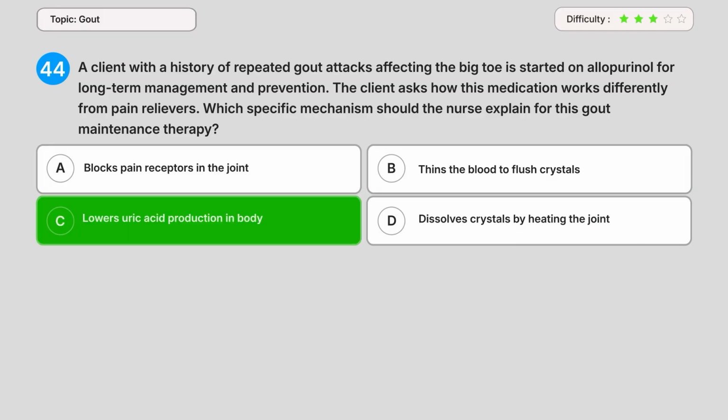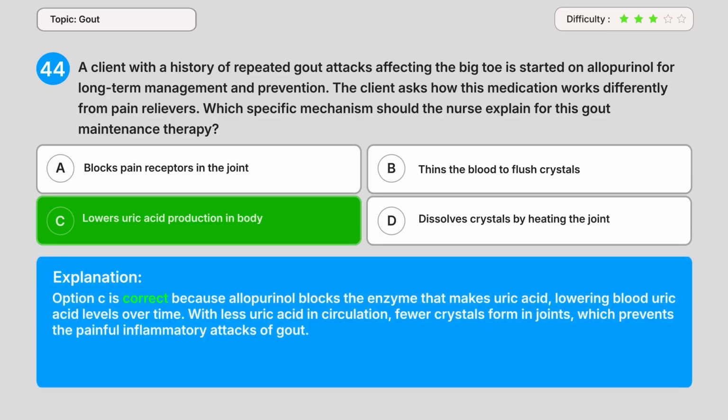Correct answer, C. Lowers uric acid production in body. Explanation. Option C is correct because allopurinol blocks the enzyme that makes uric acid, lowering blood uric acid levels over time. With less uric acid in circulation, fewer crystals form in joints, which prevents the painful inflammatory attacks of gout.